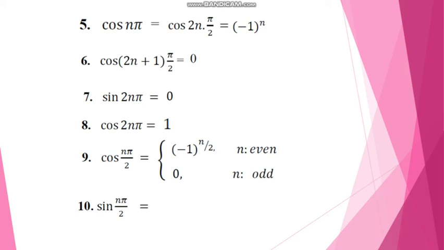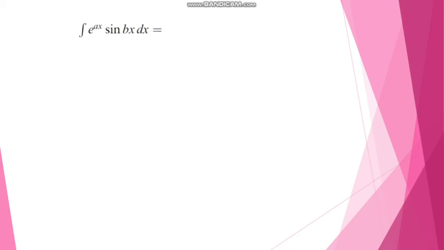Coming to sine of n pi by 2, it has two values. When n is odd, it can be determined as (negative 1) power (n negative 1) upon 2, and 0 when n is even. Now you can see one reduction formula.